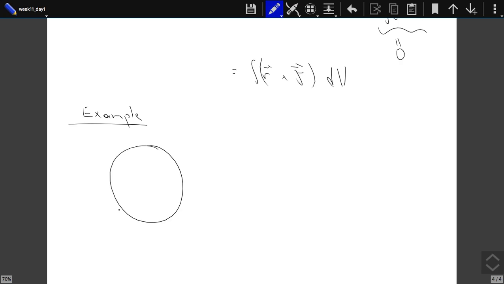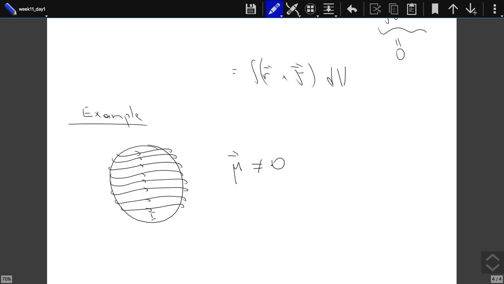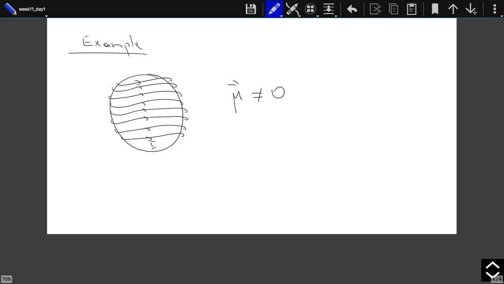So you have a sphere, and you are wrapping this with wire. Yes? And there is a current running through it. Let's call it I. The magnetic dipole moment of this system will not be zero. Well, let's calculate the magnetic dipole moment of such a system.